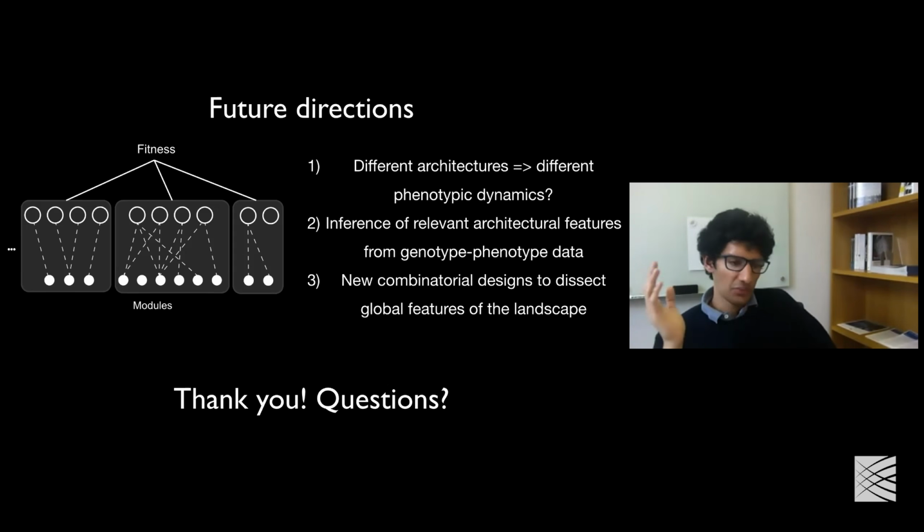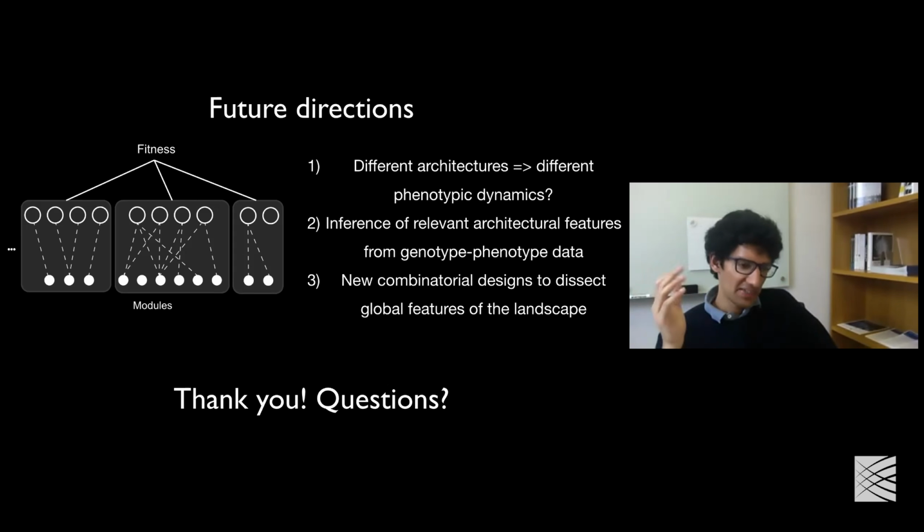The second question is whether we can actually infer these architectural features from genotype-phenotype data that you can measure in the lab. The framework gives some specific quantities that are important if you want to predict phenotypic evolution. These are global features of the landscape, and so we have a sense of what to look for when we actually measure these genotype-phenotype maps.